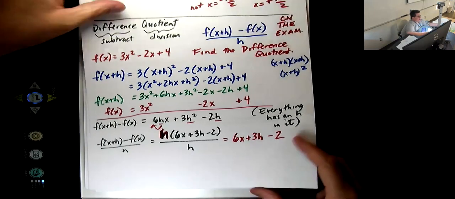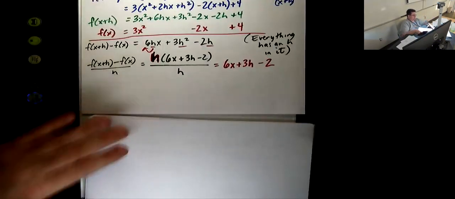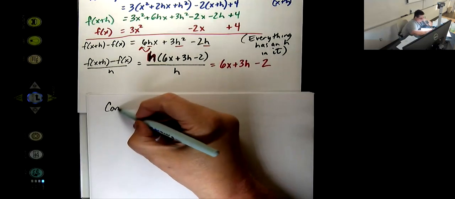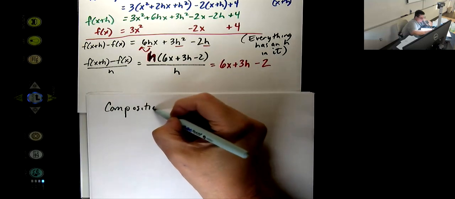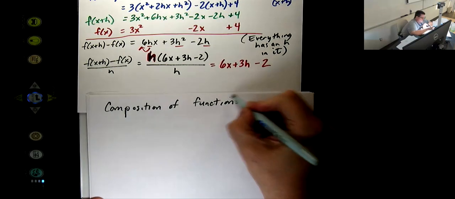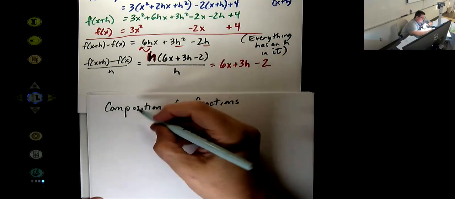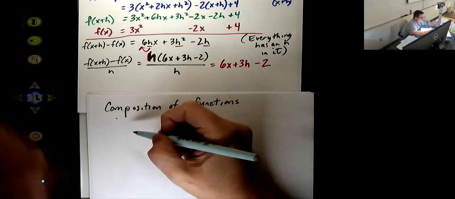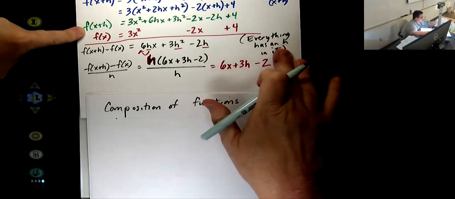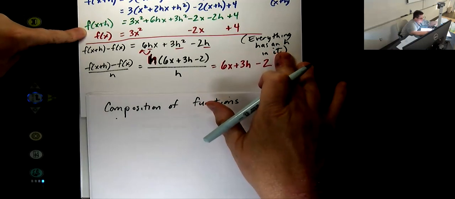And there will be examples to try on the homework. You get some practicing. Last topic, composition of functions. We did a lot of operations with adding and subtracting and stuff like that. But what if we, and like here, I have x plus h inside of f. So I can put other things inside of f besides numbers.